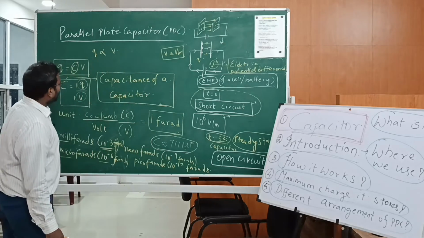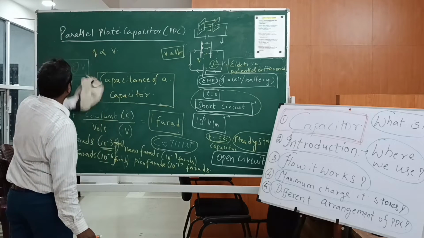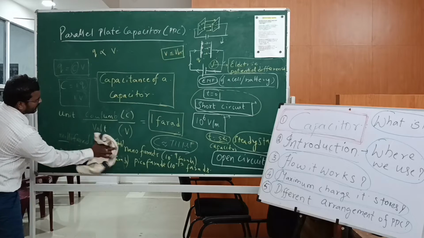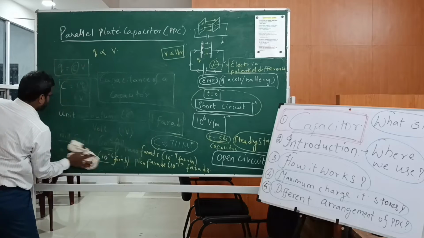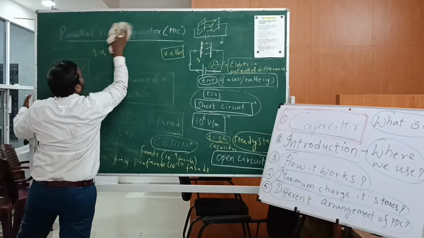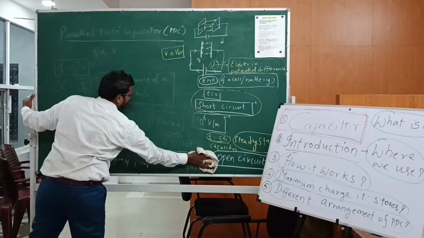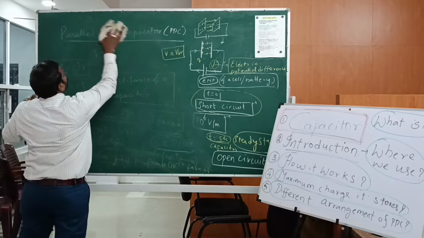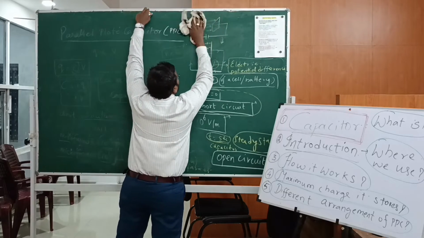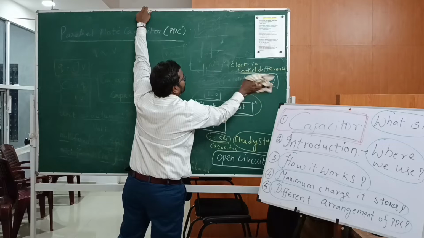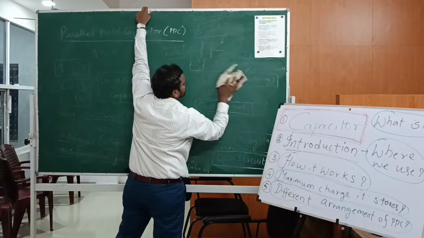So this capacitor, parallel plate capacitors and different arrangements of parallel plate capacitors, we'll be seeing that, and how parallel plate capacitors work. So this parallel plate capacitor, this PPC, how is capacitance defined, and how will the capacitance of a capacitor change?